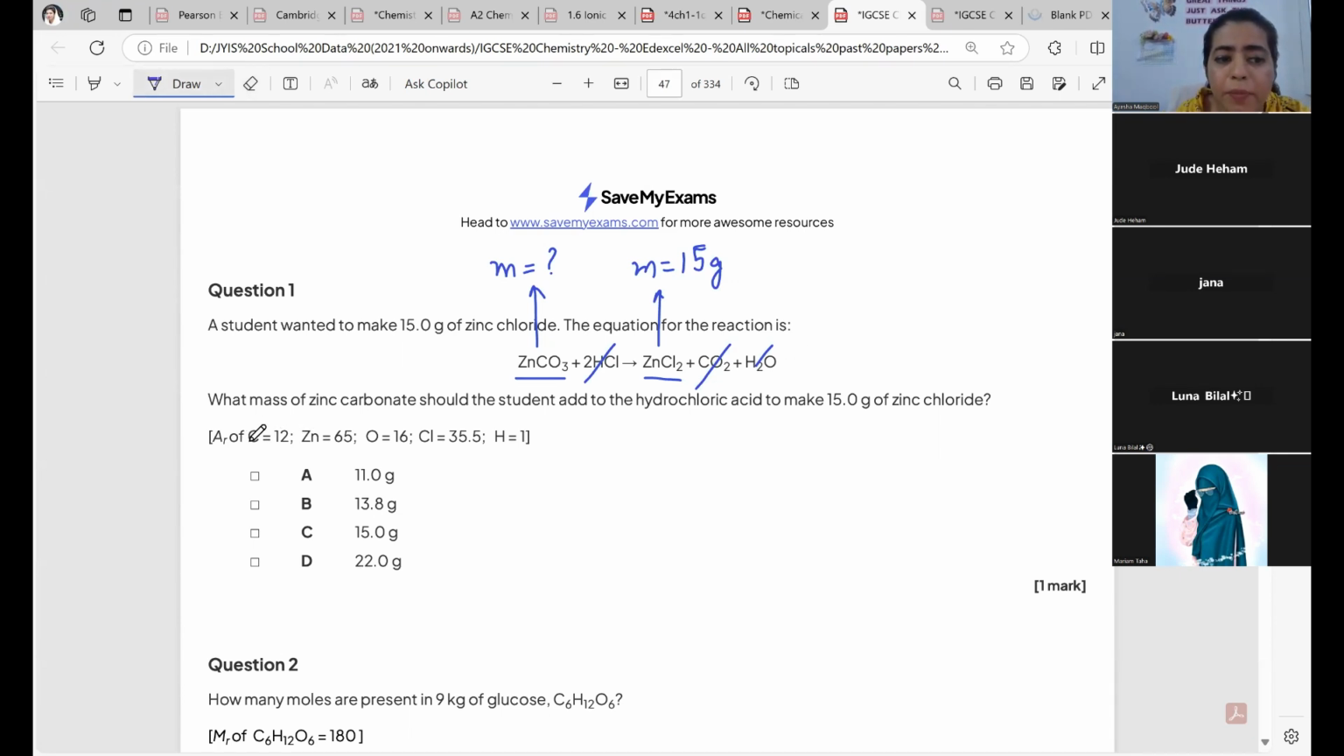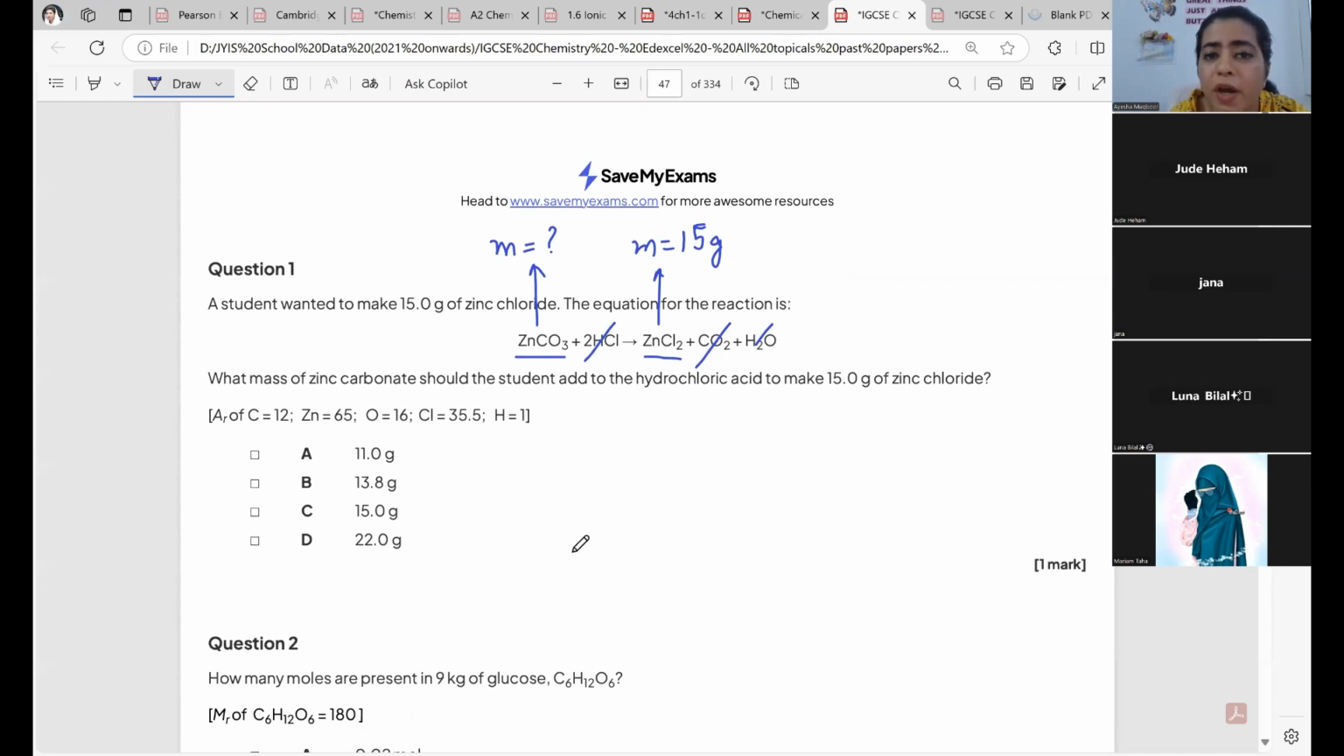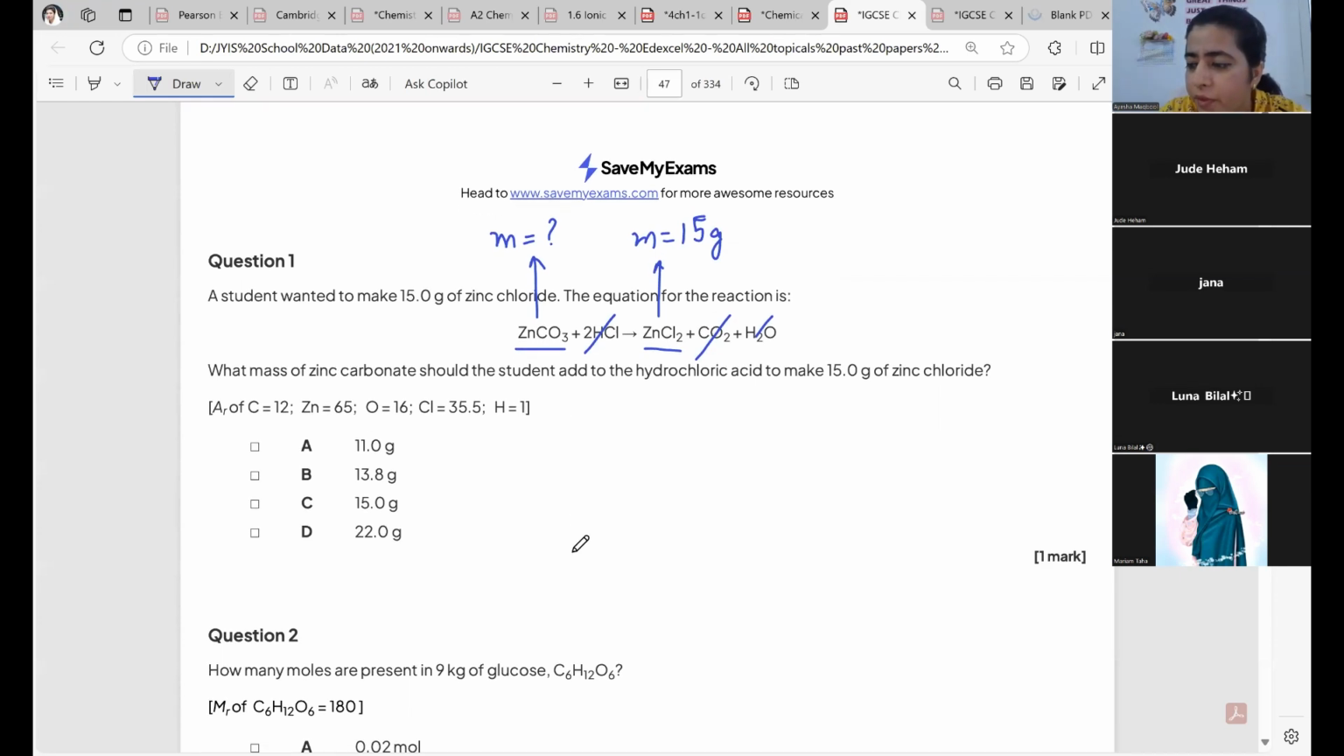AR values of carbon, zinc, oxygen, chlorine, hydrogen are all given to you. So now tell me how we can solve it. What should be the first step? We will find the moles of zinc chloride, and then we will compare it to the zinc carbonate, and then find the mass of zinc carbonate. Very good. We have these ratios. It's a balanced equation. It's 1:1, right?